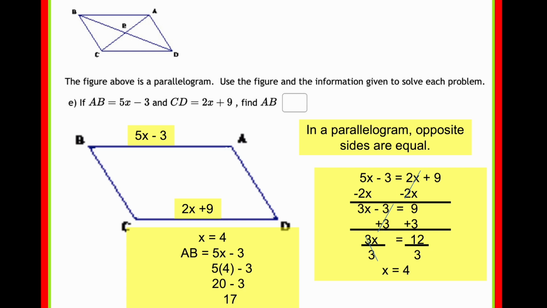Now, AB is 5x minus 3. Everywhere there's an x, I'm going to substitute 4. So 5 times 4 is 20, minus 3 is 17. So my final answer is 17. In this particular problem, solving for x is not my final answer. I get the x and substitute it in order to find the length of AB.